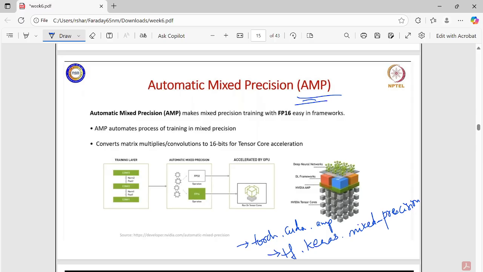Autocast enables mixed precision operations automatically, and GradScaler handles the loss scaling. So what is the benefit of this? It is faster training, less memory, and stable training. The purpose is to simplify and optimize mixed precision training.